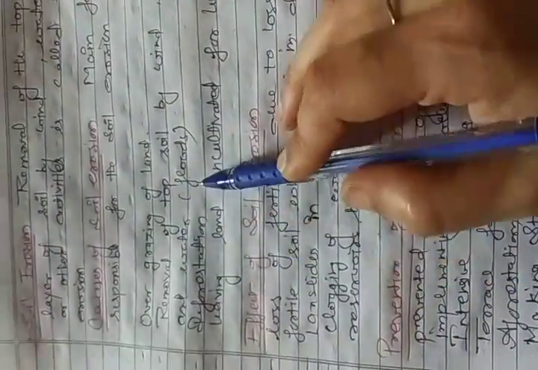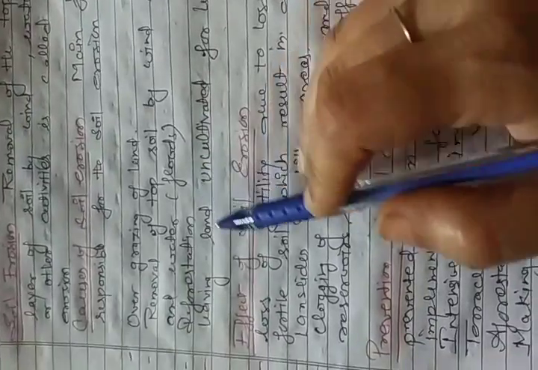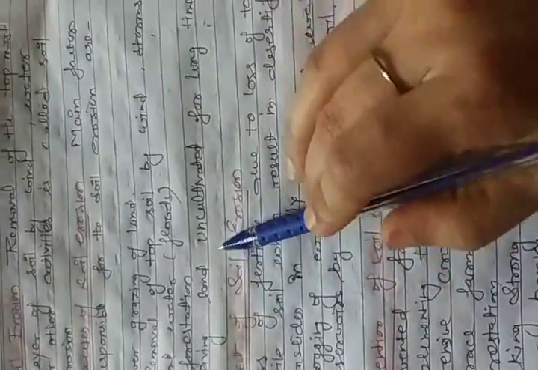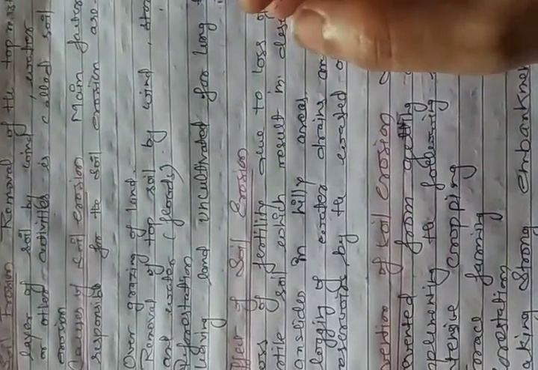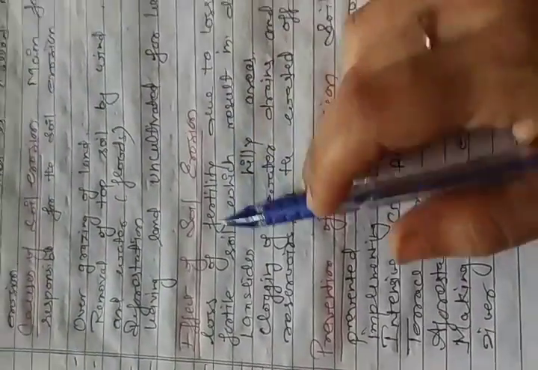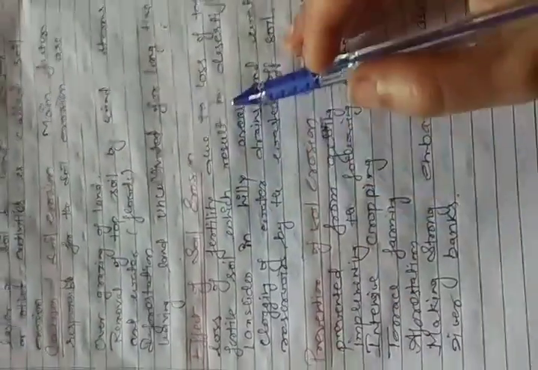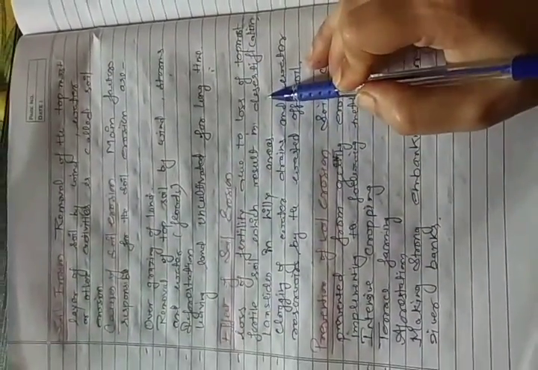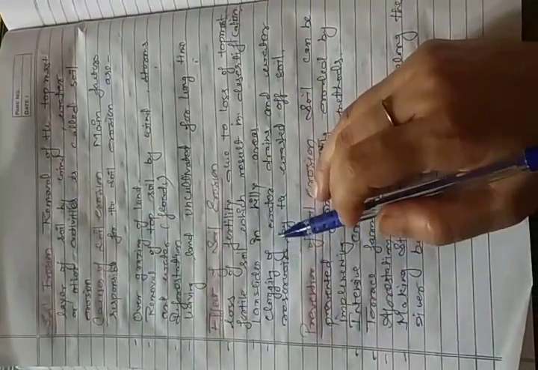Okay, deforestation also causes soil erosion. Leaving land uncultivated for a long time, and regular cultivation of the soil, also lead to erosion. Effect of soil erosion. What is the effect of soil erosion? If fertile soil gets eroded, there is loss of fertility due to loss of the topmost fertile soil, which results in desertification and landslides in hilly areas.